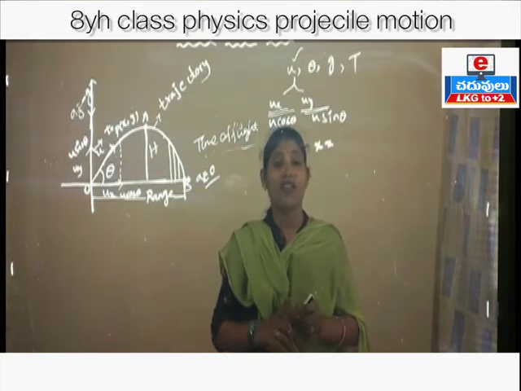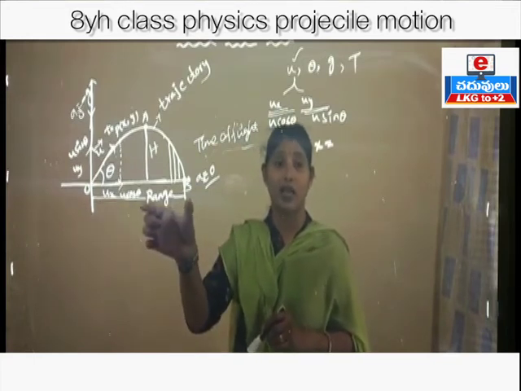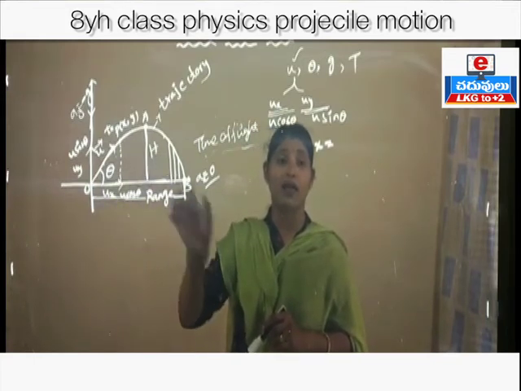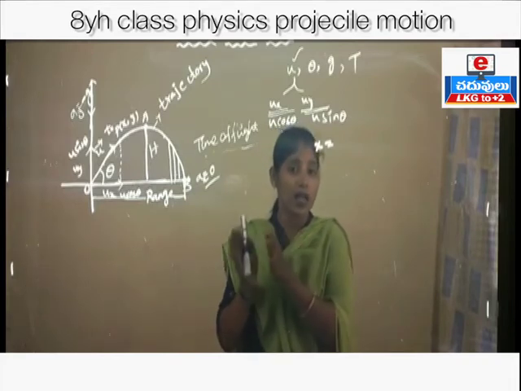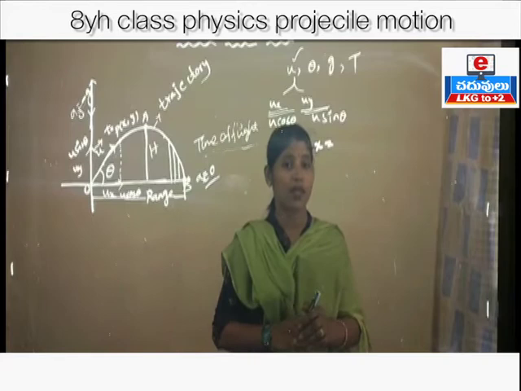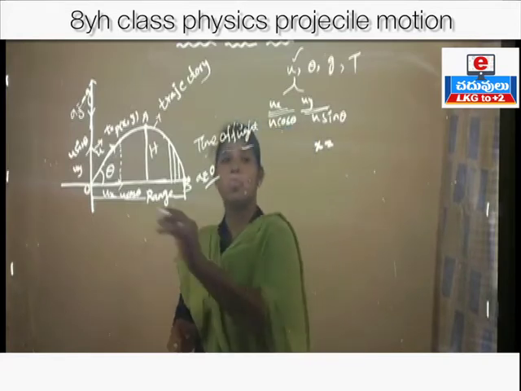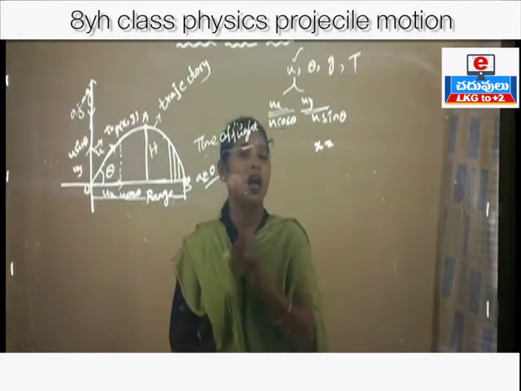We know that. We have to find the horizontal distance traveled by the projectile. So that is equal to, along the horizontal direction, the distance x.